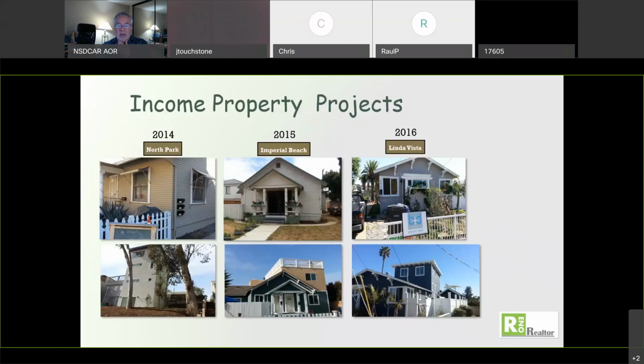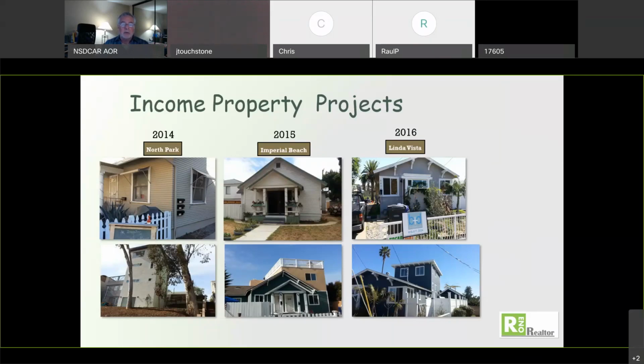So here are 3 projects that we've been involved with. Back in 2014, if you look at the bottom part of the screen here, we built this. It's actually a 3-story unit. We attached it to the detached garage, which actually had been converted to a living area. So that's how we satisfied the attachment condition out there.